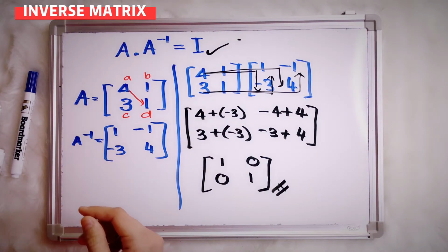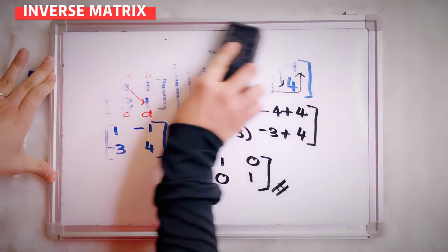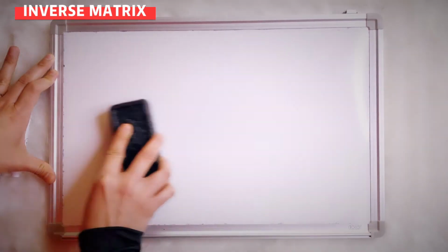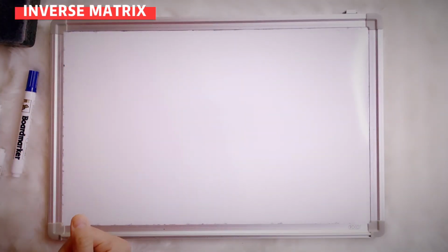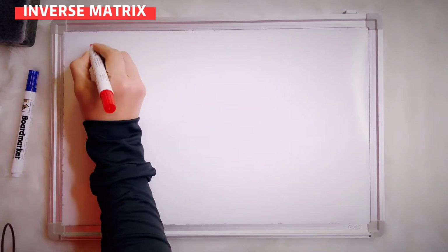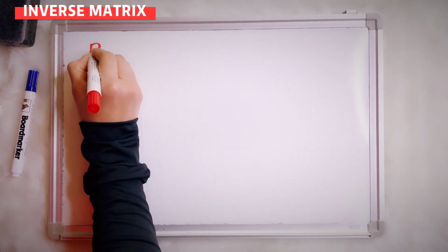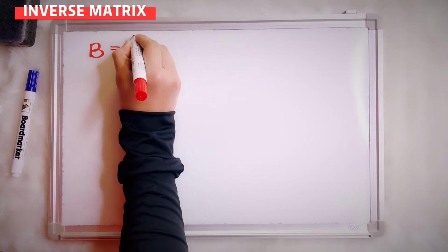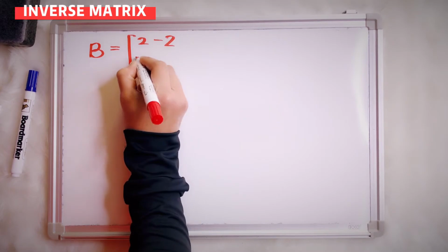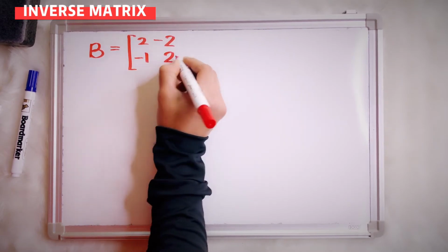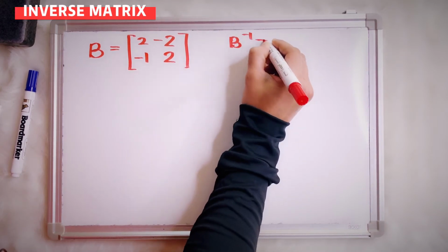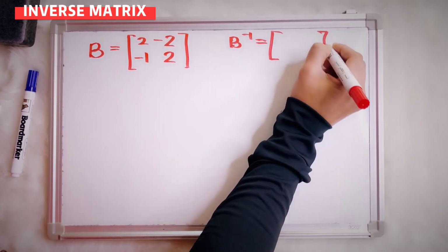So now proceed to the next one. Let's say I put here matrix B. So matrix B is 2, negative 2, negative 1, and 2. So what is the B inverse? Okay, we have to find it.